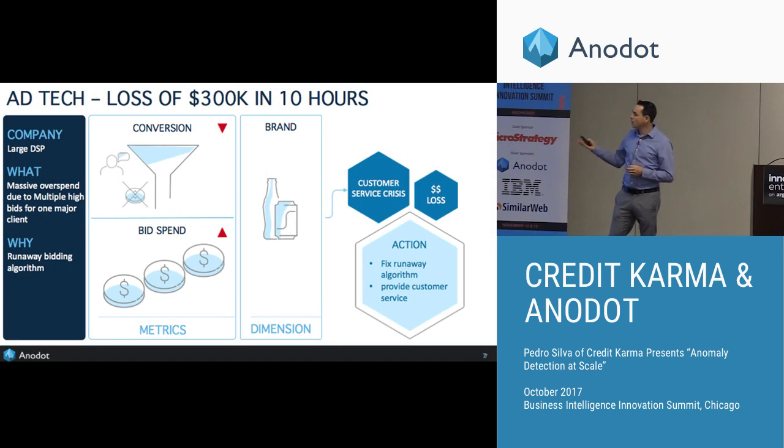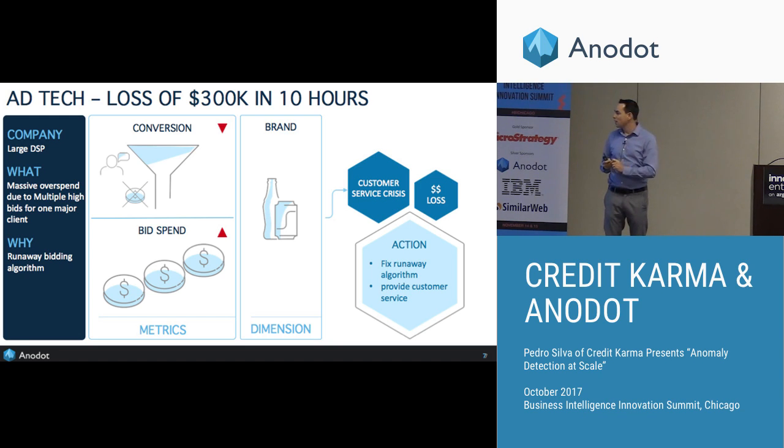Now, again, quickly, I want to just give examples of other use cases. So we work with many verticals. This is an example of an ad tech company that had a loss of $300,000 from a problem that they didn't identify, and it happened for 10 hours. And the story here is that this is a company that actually has an algorithm to do smart advertisement bidding. And one of the developers deployed some fix to the algorithm, and it caused some problem that made it invest wrong for 10 hours.